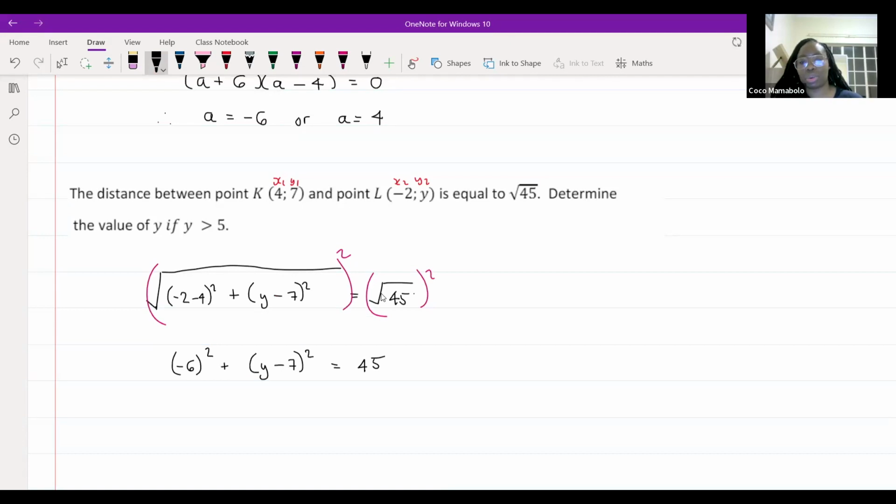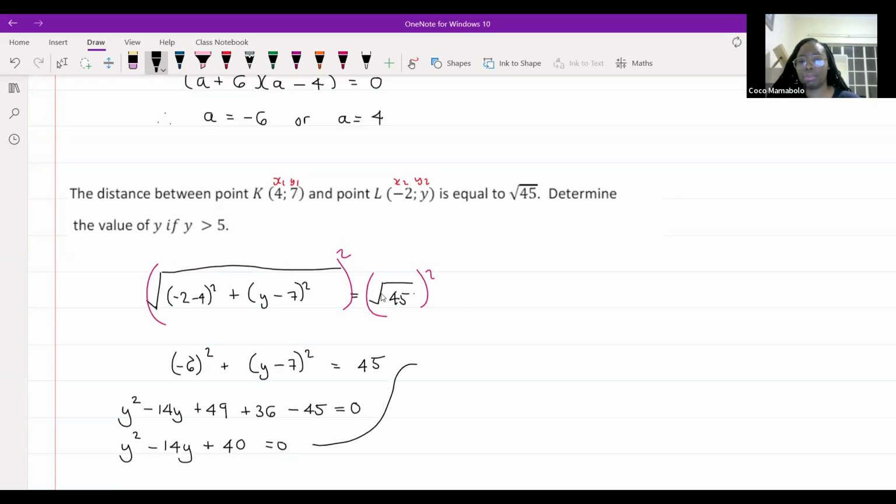I'm going to rewrite this twice. I'm going to get y squared minus 14y plus 49. And then this is going to become positive. I'm going to get plus 36 minus 45 is equal to 0. So y squared minus 14y. Then I've got 49 plus 36 minus 45. Agreed? 49 minus 45 will give me 4. 4 plus 36 will give me plus 40 is equal to 0.